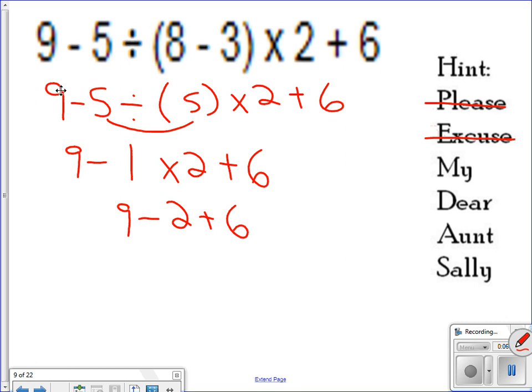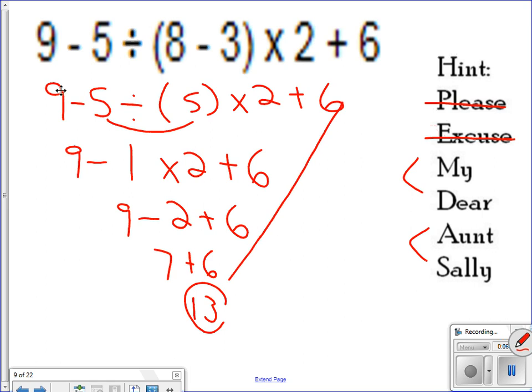I'm going to subtract because subtracting happens before adding. These two go together, these two go together. Remember, whoever happens first. Okay. Subtract. 9 minus 2 is 7 plus 6. My answer is 13. Remember, I just do one thing at a time.